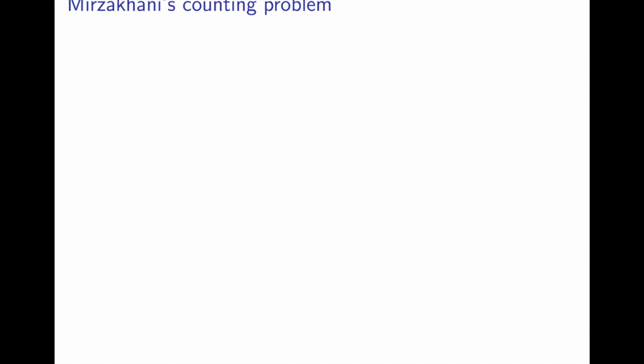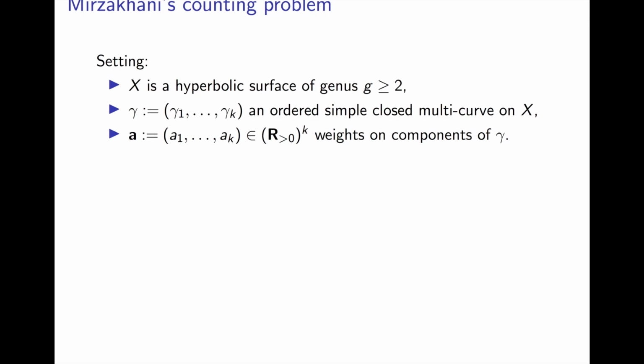And now let me introduce what Mirzakhani's counting problem is. So here's the setting. We're going to look at X, a hyperbolic surface of some genus g greater than or equal to 2. Hyperbolic in this setting just means having a metric of constant curvature minus 1. On that hyperbolic surface, we're going to have an ordered simple closed multicurve, which we denote by gamma. And together with that information, we're also going to have a vector a, which is going to be a vector of weights on the components of gamma.